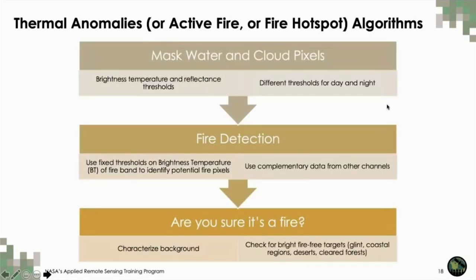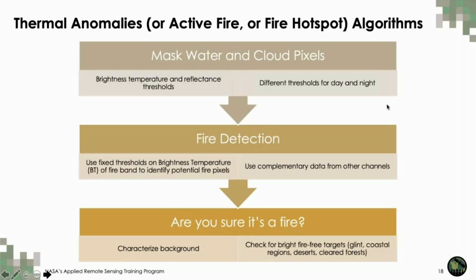Now let's look at how this thermal anomaly, or active fire, or fire hotspot algorithm works in principle. All of these satellites make measurements in many different spectral channels. We call them bands, spectral bands. The idea is that all the features in the Earth-atmosphere system respond in slightly different ways in different spectral channels. So if we have measurements in many bands of the solar spectrum, we will be able to get a lot more information about certain things. In this case, we are talking about fires.